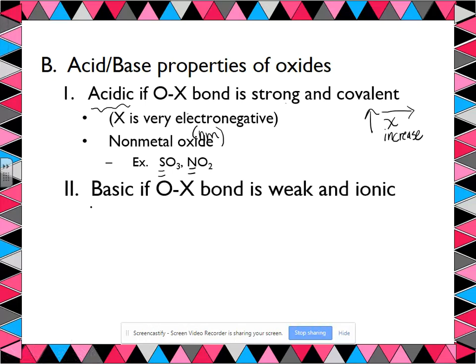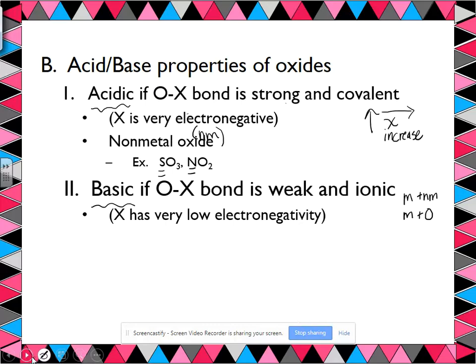Your oxide will be basic if the O-X bond is weak and ionic. Remember, ionic compounds contain metals plus nonmetals. So that means it would be a metal plus oxygen. Element X would have a low electronegativity. So again, it would be a metal with oxygen. Some examples are sodium oxide and calcium oxide.